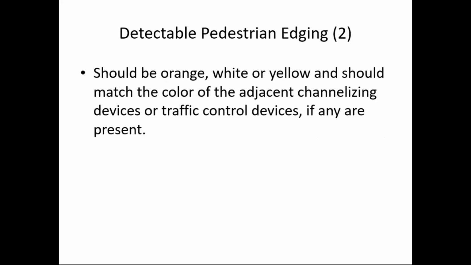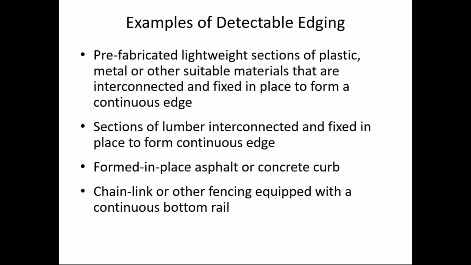Also, they should be orange, white, or yellow to match the color of the adjacent channelizing devices or traffic control devices, if those are present. Some examples: it could be prefabricated lightweight sections of plastic or metal that are connected and form an edge. Could be sections of lumber that are interconnected and attached or fixed in place to form that edge. Could be formed-in-place asphalt or concrete curb. That would be detectable edging. Or chain link or other fencing that has a continuous bottom rail.